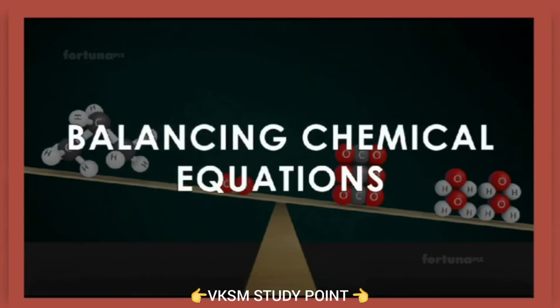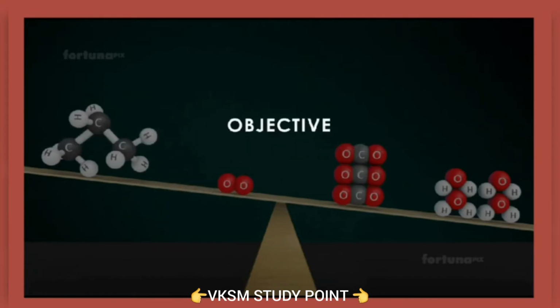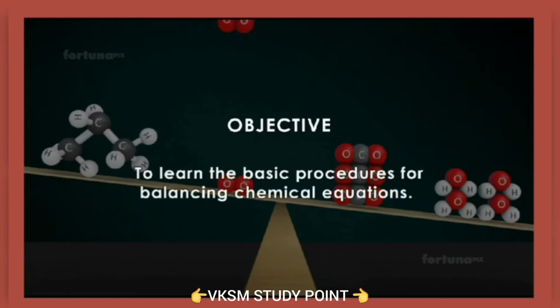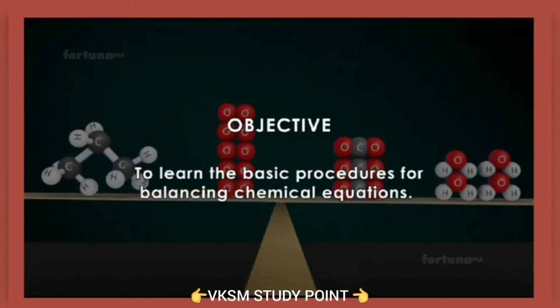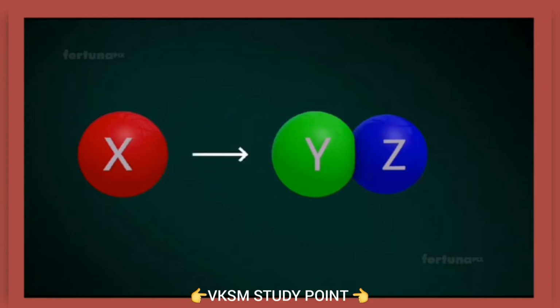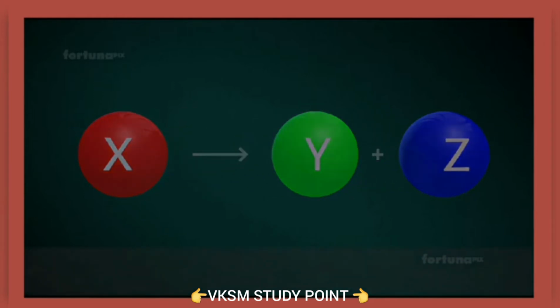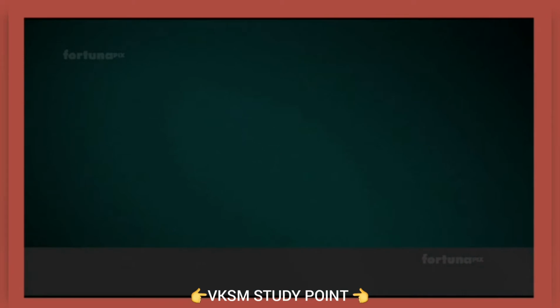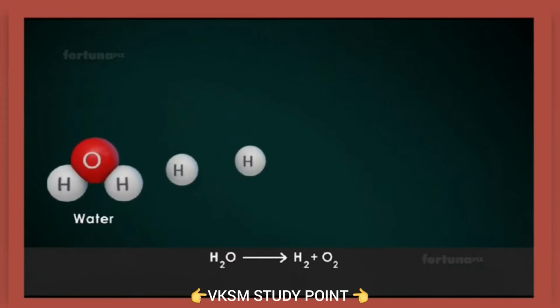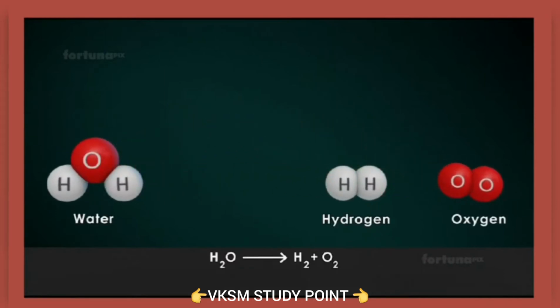Balancing chemical equations. Objective: to learn the basic procedures for balancing chemical equations. A chemical equation is a specific, representative statement about a chemical change. As an example, let's take a look at a representation of the decomposition of water into hydrogen and oxygen.